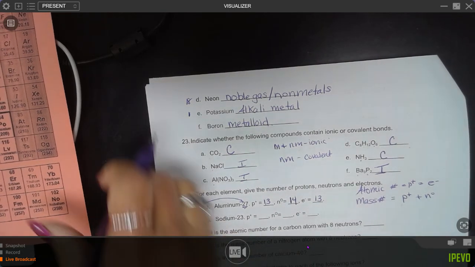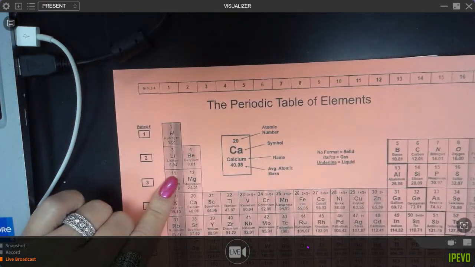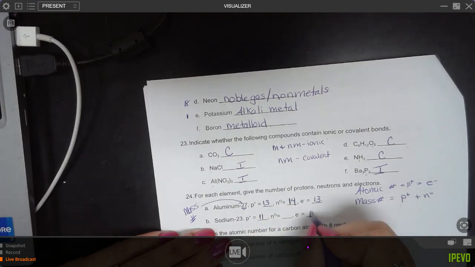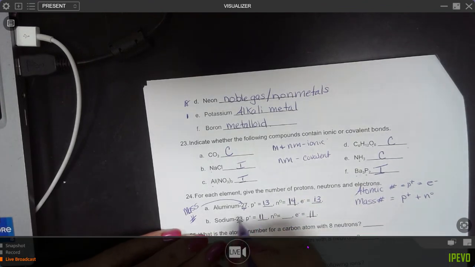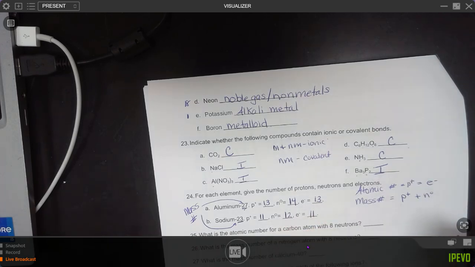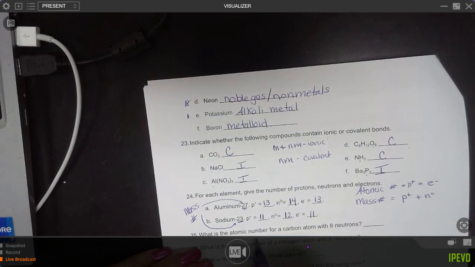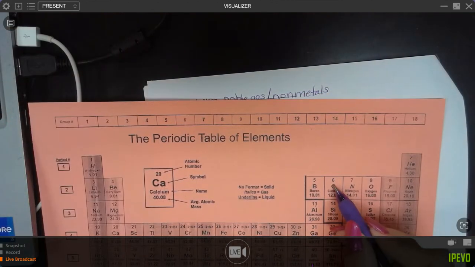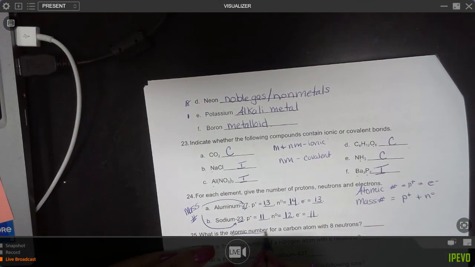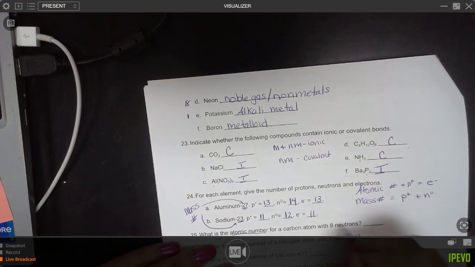Okay, sodium is element number 11. That tells us there are 11 protons, 11 electrons. Again, the mass number is right here, so 23 minus 11 is 12 neutrons. All right. What is the atomic number for a carbon atom with 6 neutrons? Okay. Carbon is element number 6. So remember, the only thing that tells us the atomic number is the number on the periodic table. The neutrons don't matter for atomic number, so atomic number is 6.